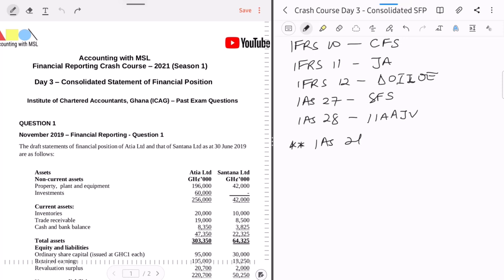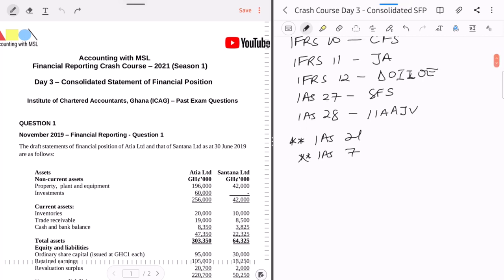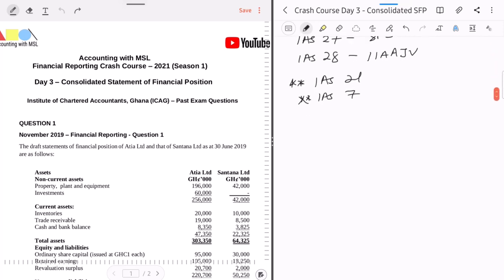If you are also dealing with cases where you are required to prepare group cash flows, then you need to even consider what IAS 7, the statement of cash flows, says. But at your level, financial reporting, the basics are nothing complicated, right? These are the things we need to cover. So know that this is a standards-heavy subject, but I'm not going to bore you with the technicals.